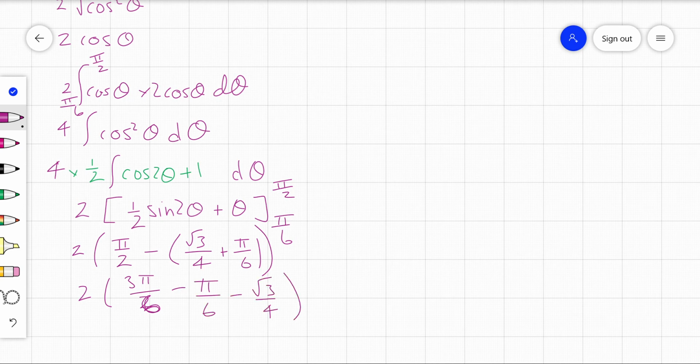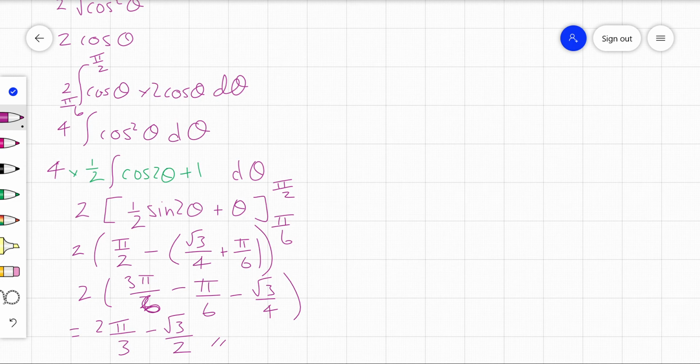There we go. So we've actually got 3 pi minus pi, so 2 pi on 6, which is pi on 3. And if we multiply that by 2, we have 2 pi on 3. And then I've got minus root 3 on 4, but I'm multiplying by 2, so minus root 3 on 2. So there is our answer. All right, that's by using a substitution.